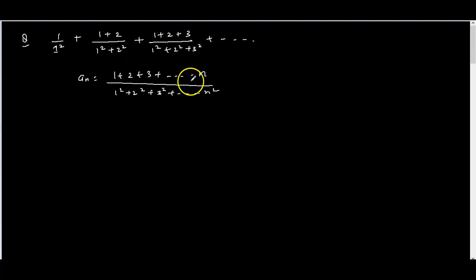So the numerator is the sum of n natural numbers. I have told you the formula: n into n plus 1 by 2. And the sum of n squares formula is n into n plus 1 into 2n plus 1 by 6. I have taught both of these in the first class. Any doubt?